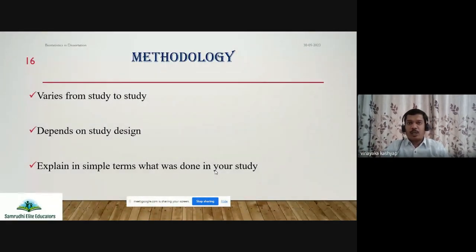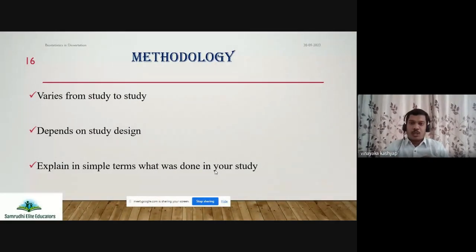Then coming to methodology, one of the most important, this varies from study to study. It depends on what type of study you have chosen, what the objective is, and what study design you have chosen. It can be a cross-sectional study, cohort study, case control study, RCT, clinical trial, or ecological study. So depending on that, you are going to write the methodology, and you are supposed to explain in simple terms exactly what you have done in your study.